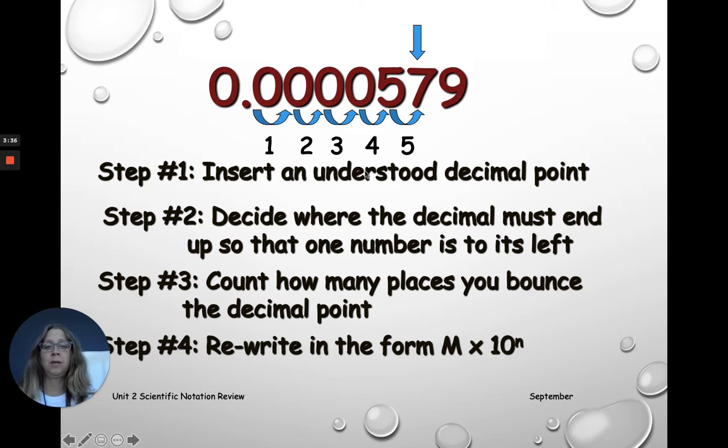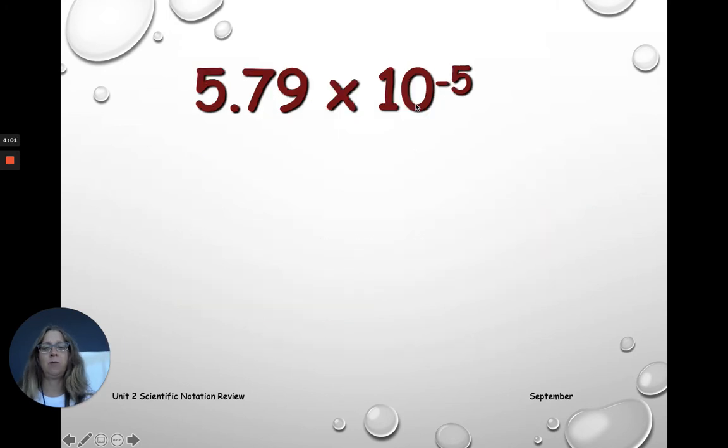So we insert the understood decimal point. That's going to go right here between the 5 and the 7. Then we decide where the decimal must end up so that one number is to the left. So we're going to count. We're going to go 1, and zeros don't count. 1, 2, 3, 4, 5. So if we're going to end with the decimal point in between the 5 and the 7, okay? And then we would rewrite it, and it would be 5.79 times 10 to the negative fifth.